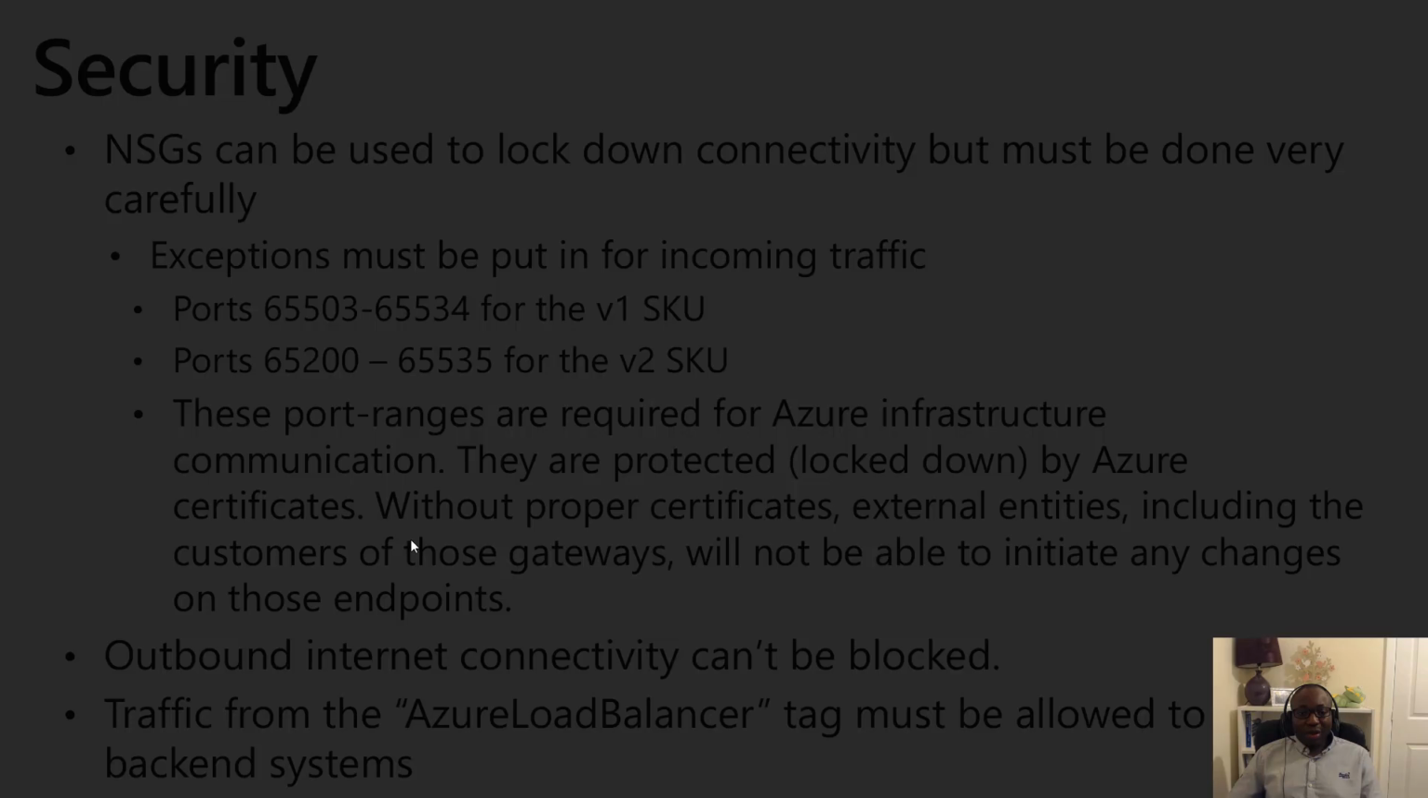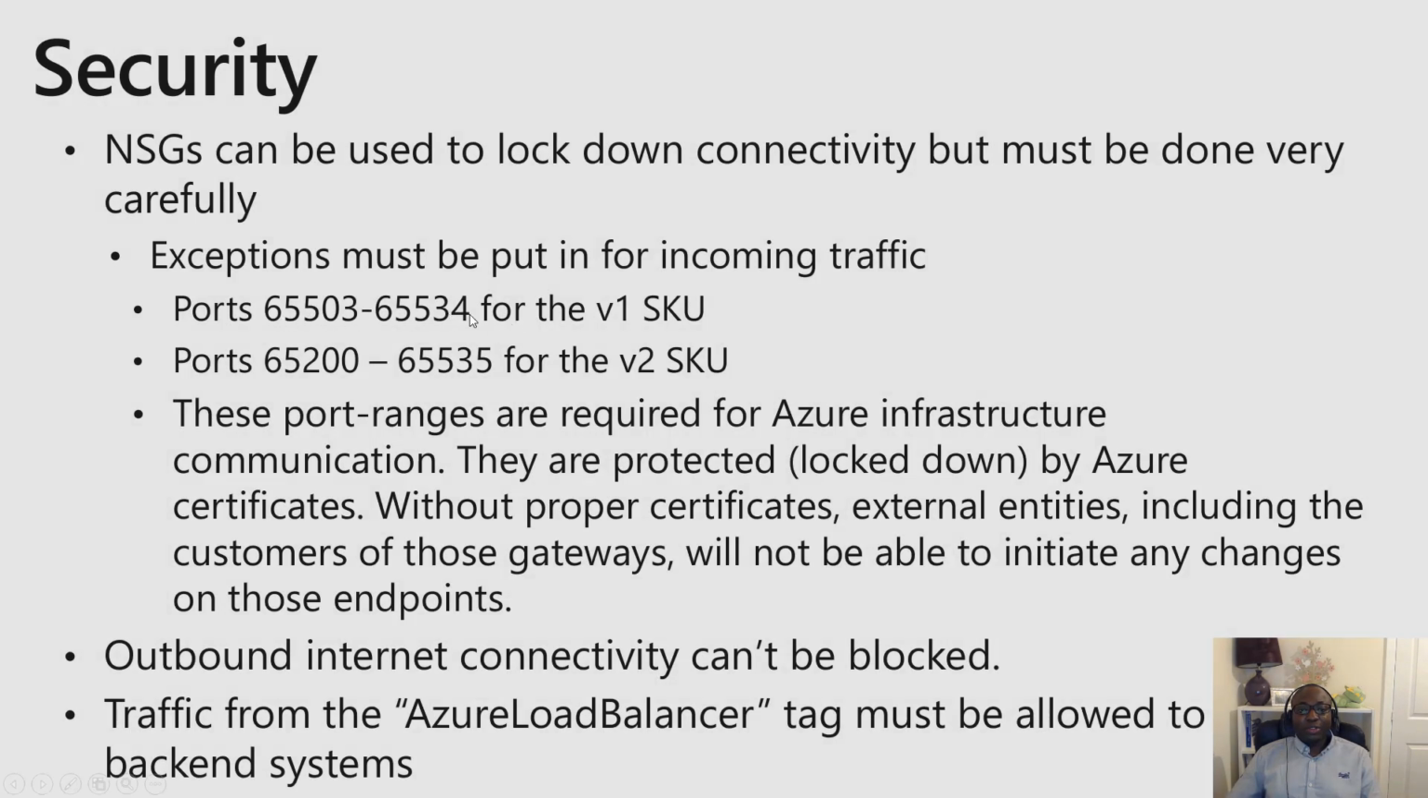And if you're going to be doing that, you have to expose certain ports. So you have to expose these port ranges for version 1 and these port ranges for version 2. If people are concerned about what happens when I'm opening this port, these port ranges are required for the Azure infrastructure to be able to communicate with the application gateway. And the communication over these ports is protected and locked down by Azure certificates. Except for communication that can be verified with certificates validated by the Azure platform itself, without the proper certificate external entities, including the customers of those gateways, cannot initiate any changes on those endpoints.